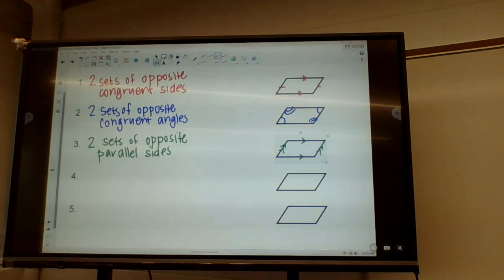The one I want to mention is the diagonals. What happens to the diagonals here? They get cut in half. They cut each other in half, so they bisect each other.